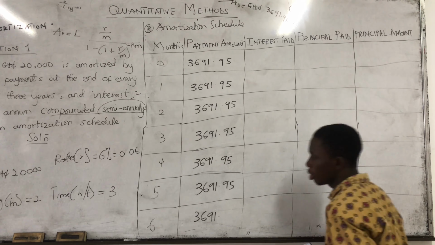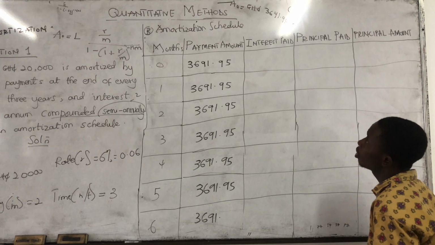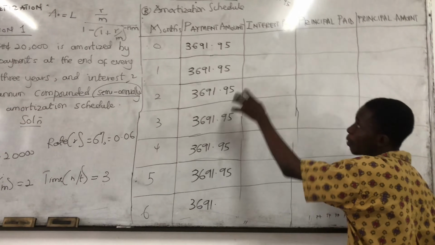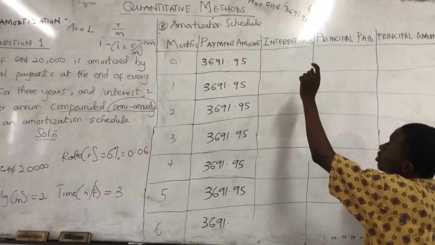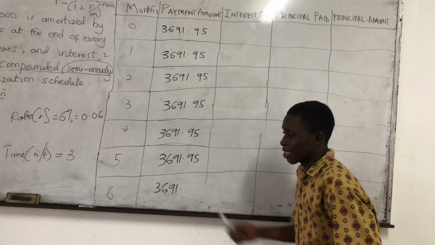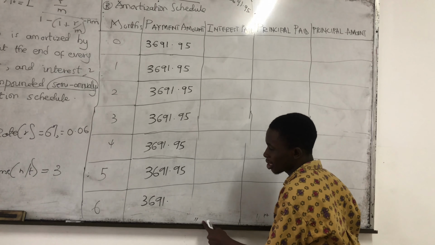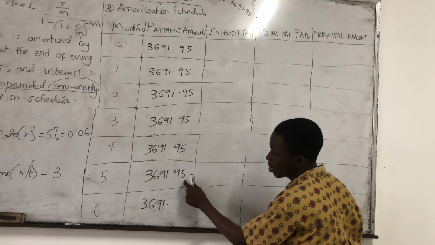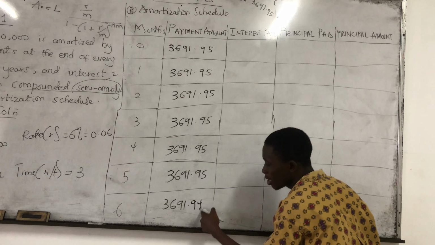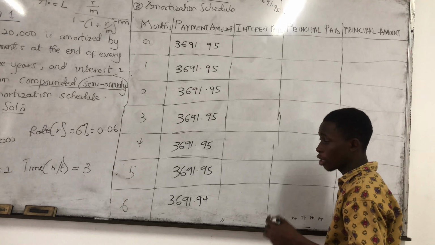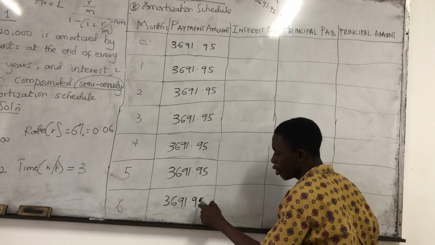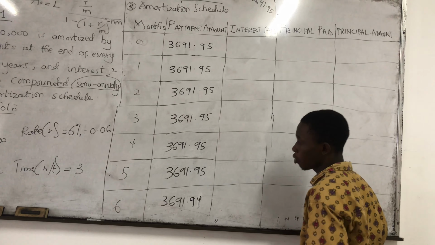Now, there is a trick involved in the amortization schedule. Whenever you are dealing with a payment method using the amortization figure, 3691.95, when you get to the last payment, we reduce it by 1 after the point. So it becomes 94 instead of 95. That's the trick involved. We don't repeat the same 95. We reduce it by 1. So we have 94.